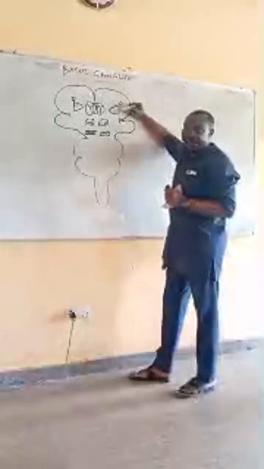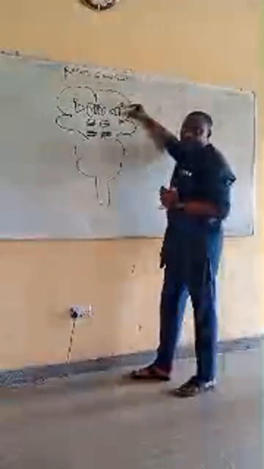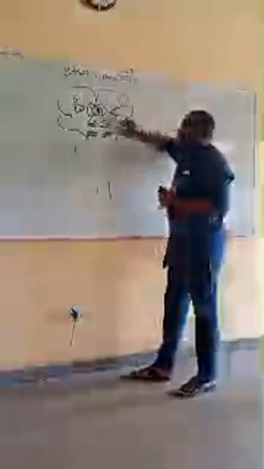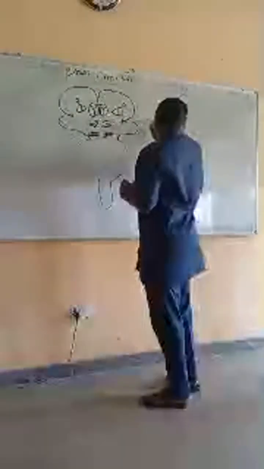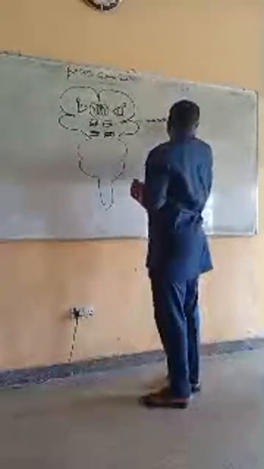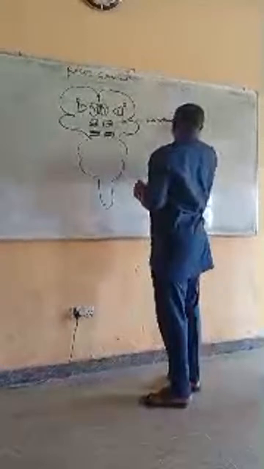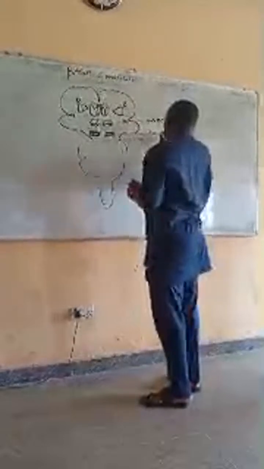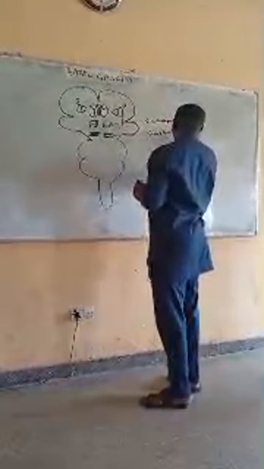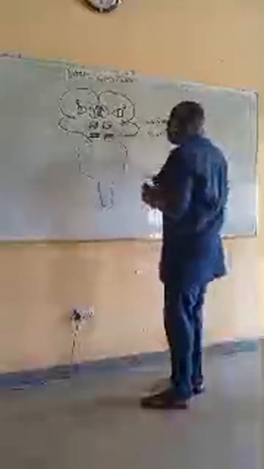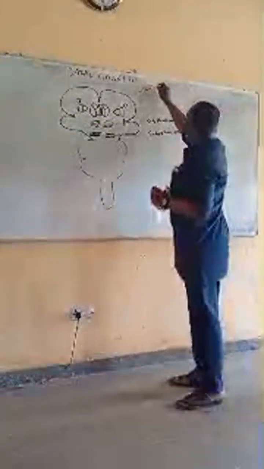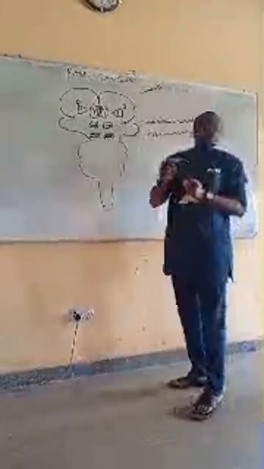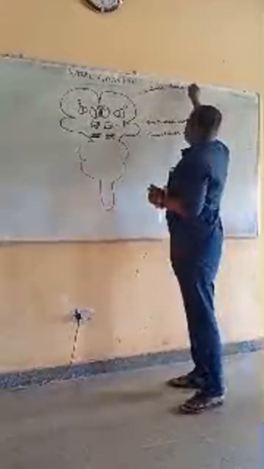This is the lentiform nucleus. Are you there? Caudate nucleus, lentiform nucleus, right? Subthalamic nucleus, subthalamic nucleus, substantia nigra. This is what? Caudate nucleus, right? This is what?